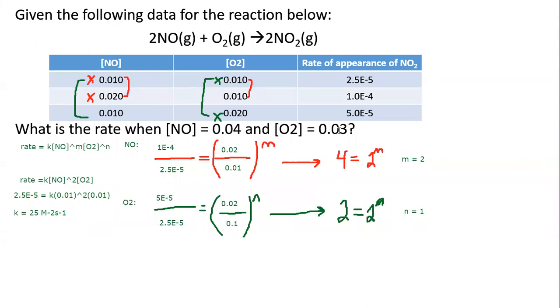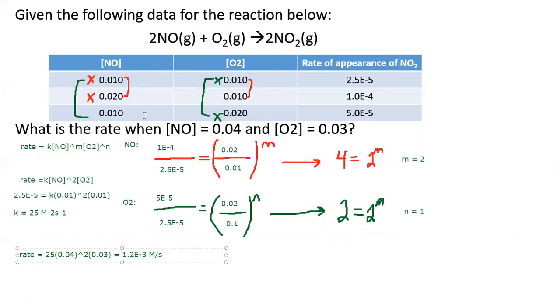We can plug in the concentrations given to us and determine the rate. Rate equals 25 times the concentrations, and that'd be 1.2 e to the -3 molarity per second. That would be the rate at the given concentrations.